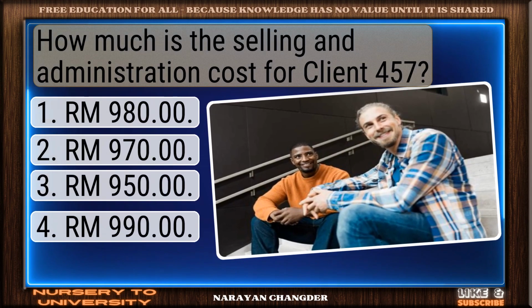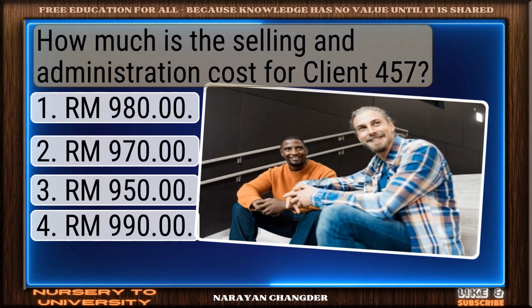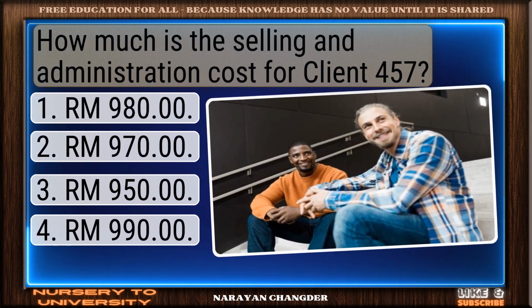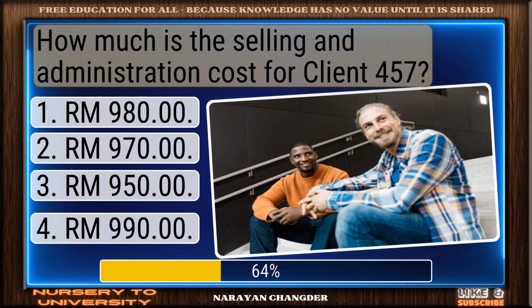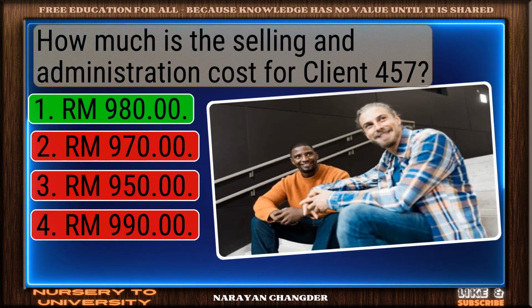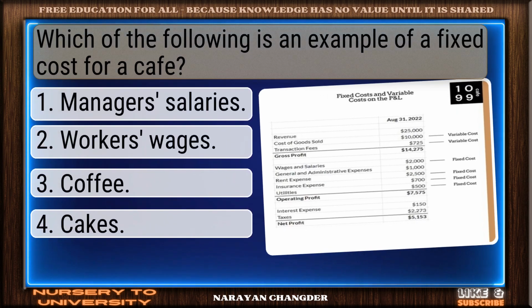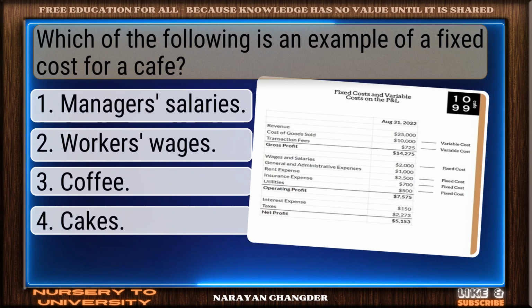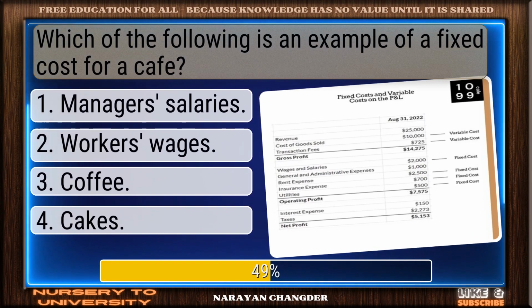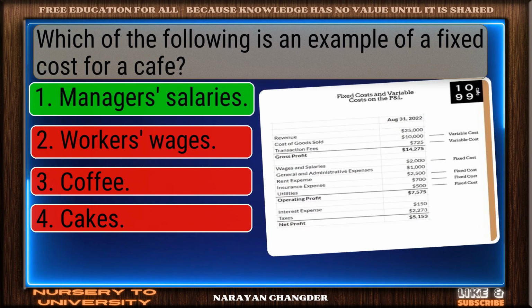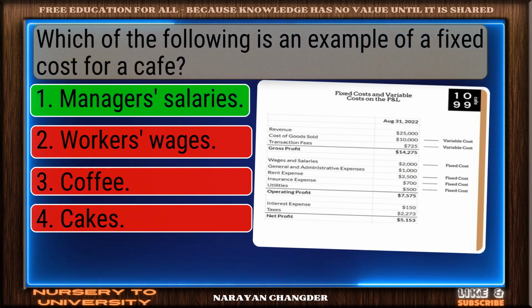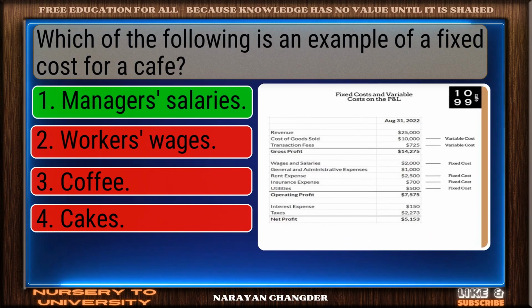How much is the selling and administration cost for client 457? Strong choice. RM 980 Hausers is right. Which of the following is an example of a fixed cost for a cafe? Well picked. Manager's salaries is correct.